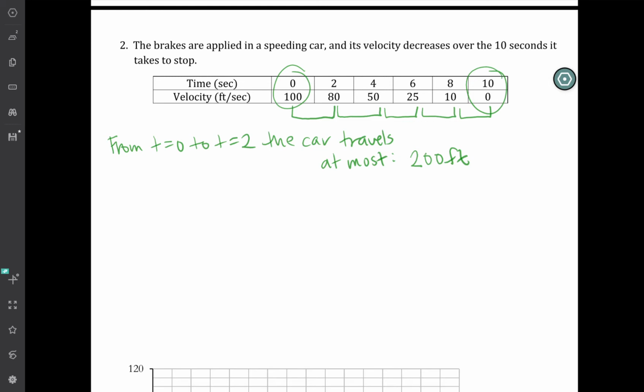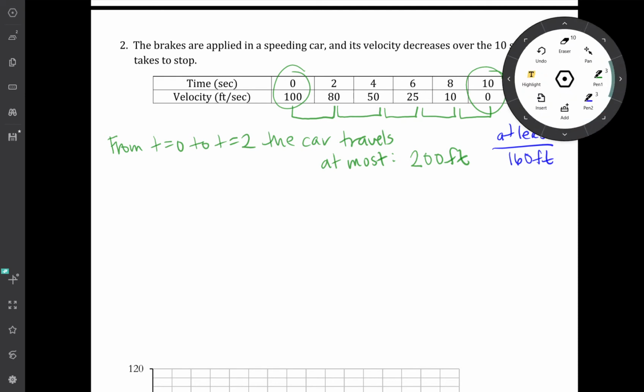We can do this on the other end as well. We can say the car traveled at least 80 times 2, so 80 feet per second for 2 seconds would be 160 feet. So this is all for t equals 0 to t equals 2.